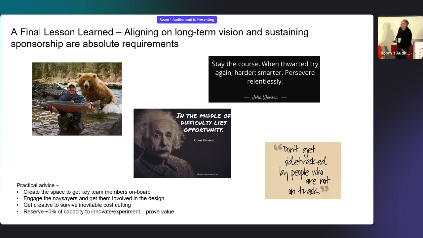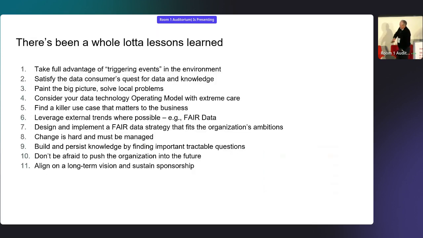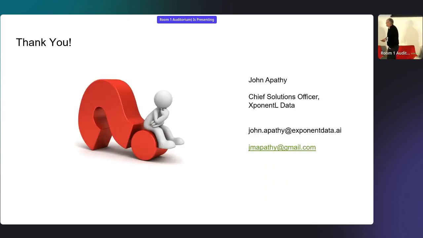It's a critical component of making progress. To summarize the whole lot of lessons learned. And I'm going to stop here for questions. I think I did it in time.